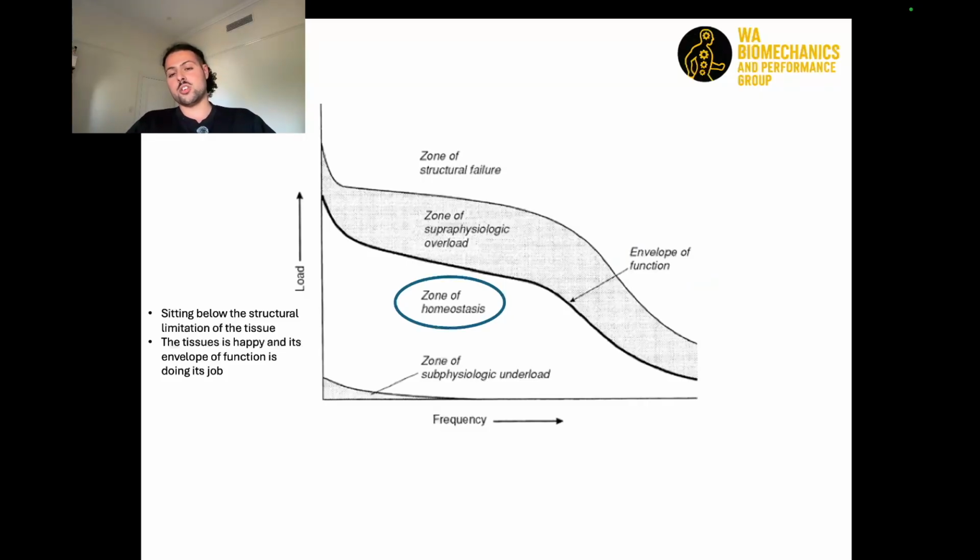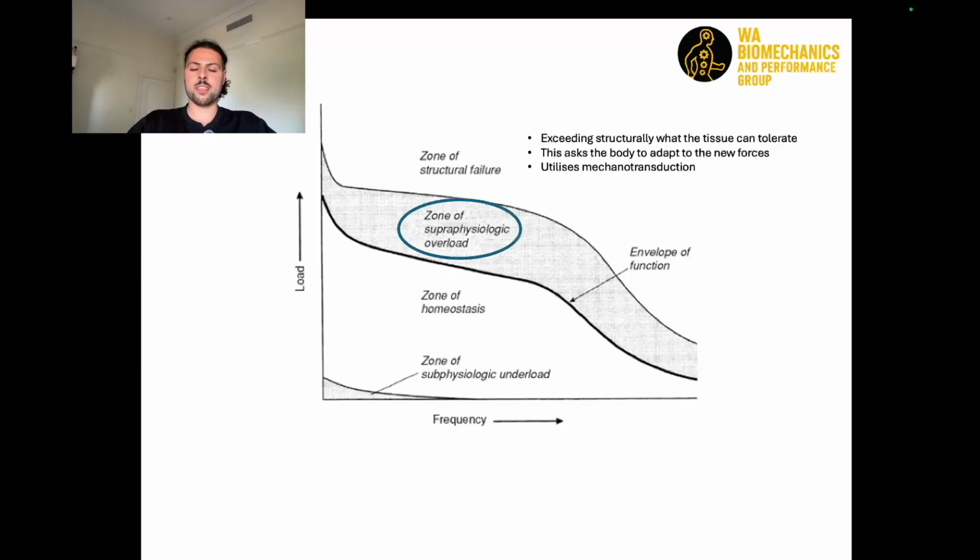Now, just sitting below that envelope of function is the zone of homeostasis. When we do activities in this area, the tissue is very happy and is doing its job. We're not underloading it, we're not overloading it, we're doing just the happy amount that our tissue is used to doing and is prepared for.